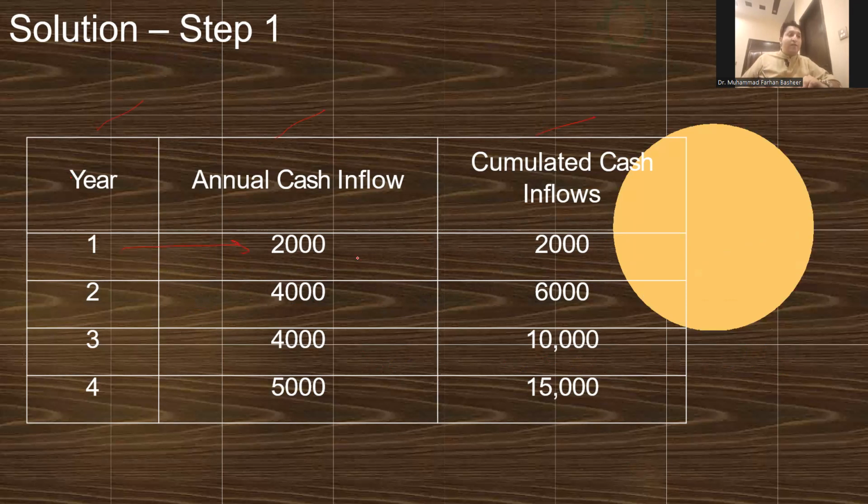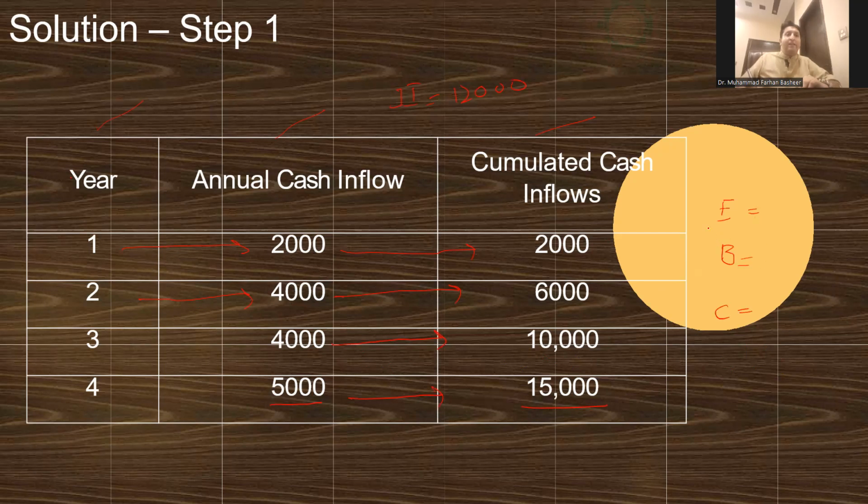The first year cash flow was 2,000, and so the cumulative cash flow was 2,000. The second year, the cash flow is 4,000, and cumulative cash flow changed to 6,000. Similarly, the third year, the cash flow was 4,000, and at the end of the third year, cumulative cash flow reached 10,000. The fourth year, the cash flow is 5,000, and cumulative cash flow reached 15,000. So now our initial investment is 12,000. Help me in knowing E, B, and C, which I have just explained.